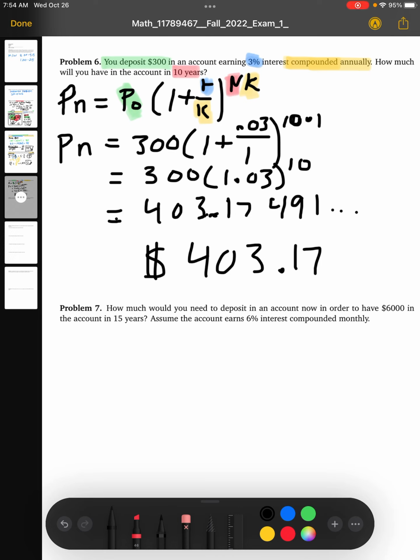The way I know this is not annuity is they say, how much do I need to deposit in the account now? That now phrase is what tells me that this is not an annuity. If it was an annuity, we could deposit regularly. So it would say, how much do you need to deposit every month or every week or every year? This says deposit right now, one large lump sum. So I know that I'm going to be using the same formula as problem 6, but I'm going to be solving for a different variable. I'll show you what I mean.